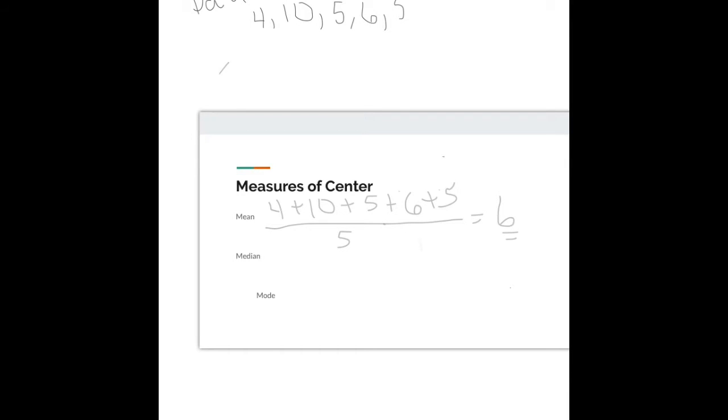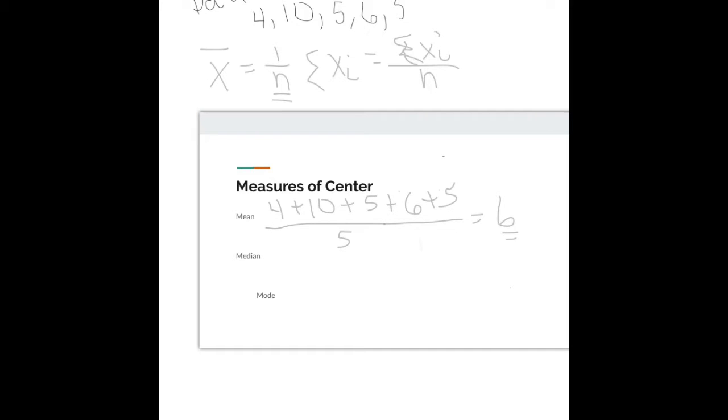The formula you'll see on the AP sheet looks like this: 1 divided by n, the number of pieces of data, the summation symbol, x sub i. You also may see it written like this: the summation of x sub i over little n. Little n means number of pieces of data in our data set. It means it's coming from a sample. If it's big N, it comes from a population. x sub i just means I'm totaling all my x's.